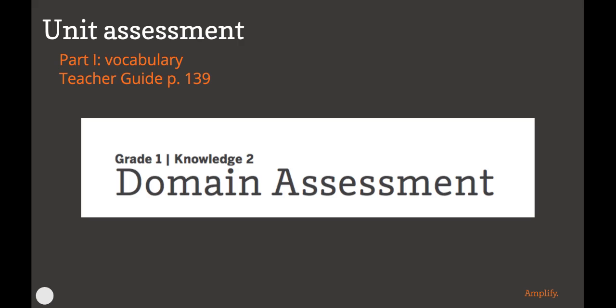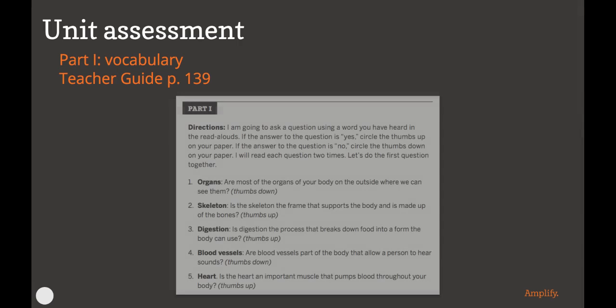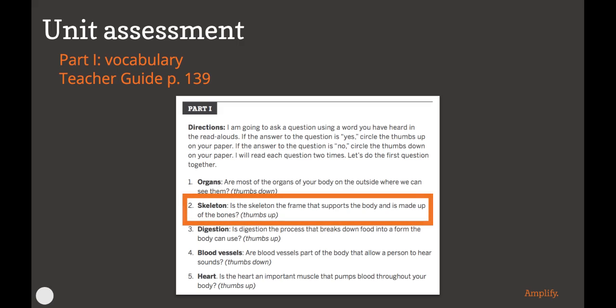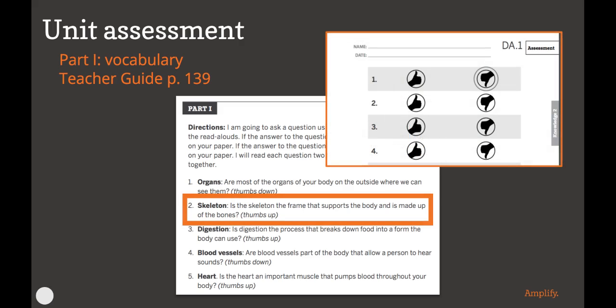The directions for the assessment begin on page 139 of the teacher guide, and the student pages can be found in the student activity book. Part 1 assesses vocabulary. You'll ask students a question using a word they've heard from the read-alouds. For example, when you ask, is the skeleton the frame that supports the body and is made up of the bones? In their student activity book, students will circle the thumbs up corresponding with a yes answer on page DA.1 in their student activity book.